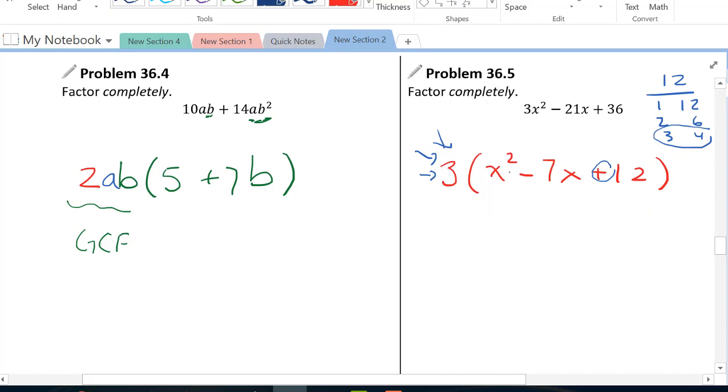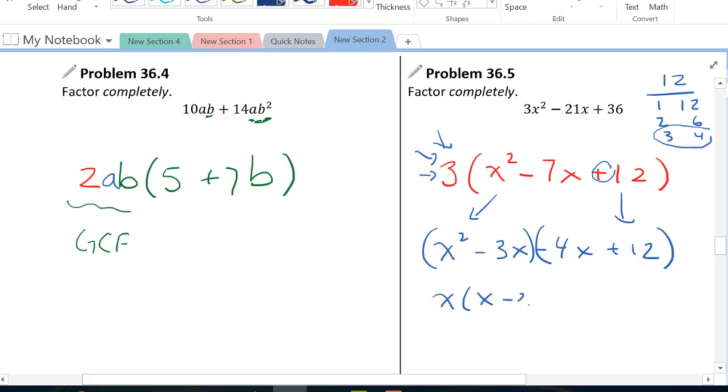So what do I do? I'm going to bring down my x squared. I've got to make a negative 7, so it must be negative 3x, negative 4x, and then bring down my plus 12. Group factor. What can I factor from the first two? I can pull out an x. What's left over? x minus 3.